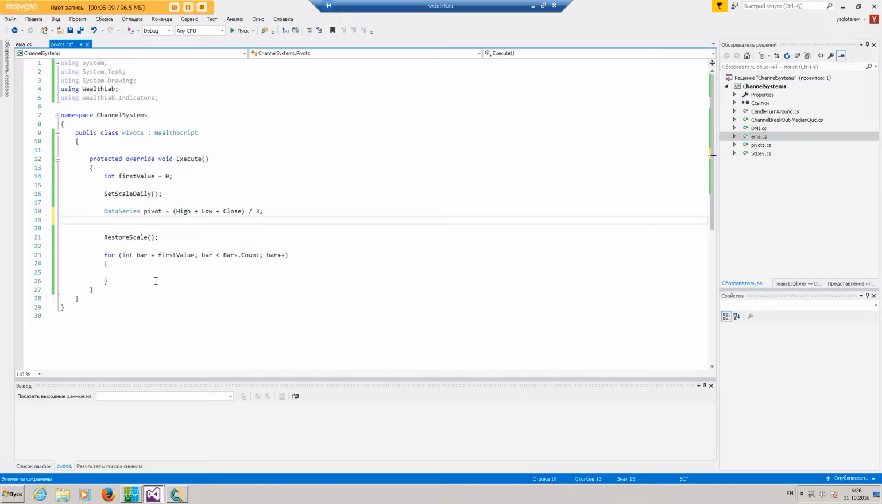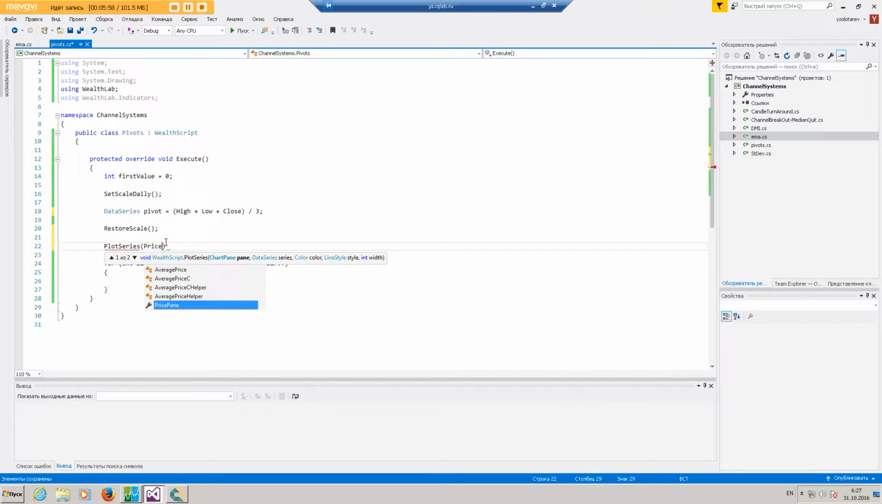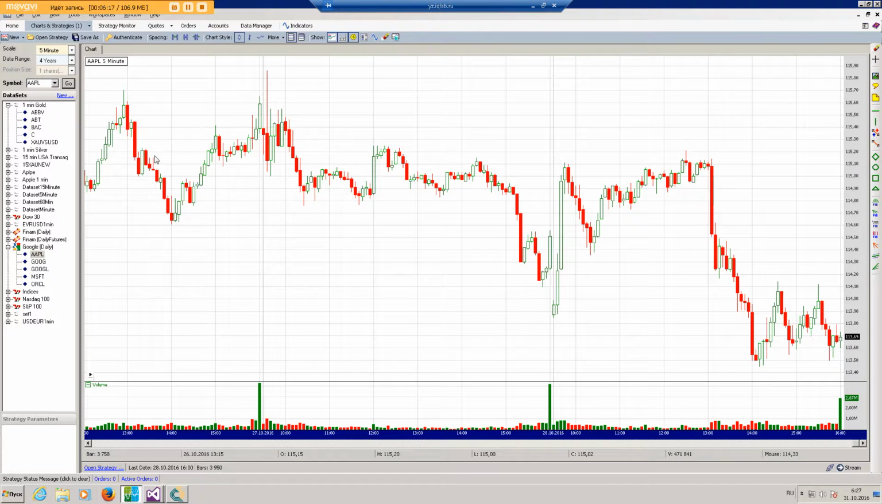Next, let's just check this, right? So I have the pivot on the daily, and I restore, and now I want to plot it. So what's going to happen if I plot it on the price pane? Pivot color, I usually make it orange. Line style solid, 2. Okay, let's just check what that will do.